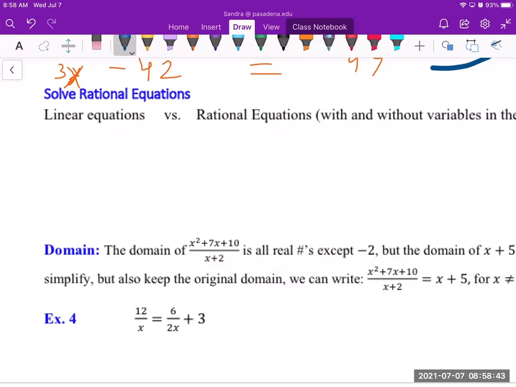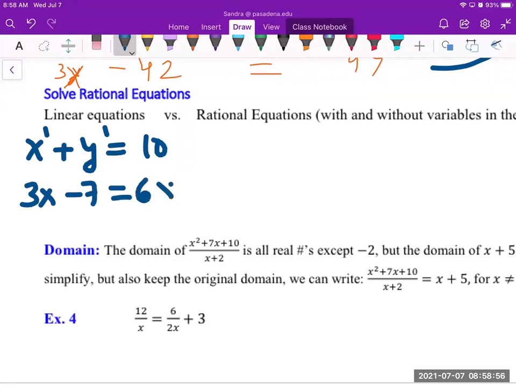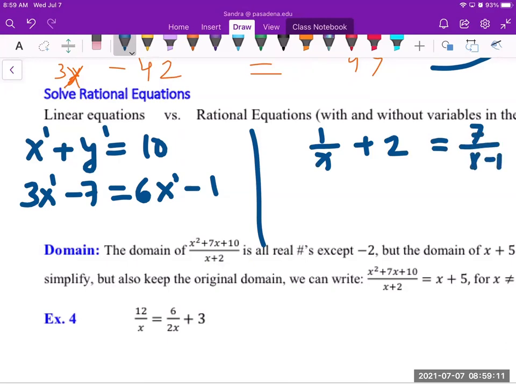Okay, linear equations, we kind of talked about them already. We said it's just something that has a degree 1. So x plus y is equal to 10, or 3x minus 7 is equal to 6x minus 1. The degree of the variables are 1. Rational equations, if we have 1 over x plus 2, it's equal to 7 over x minus 1. This is what we consider to be a rational equation because the variables are in the denominator.